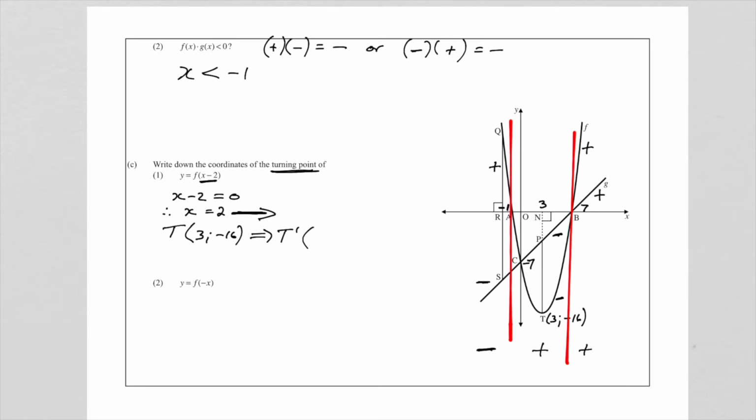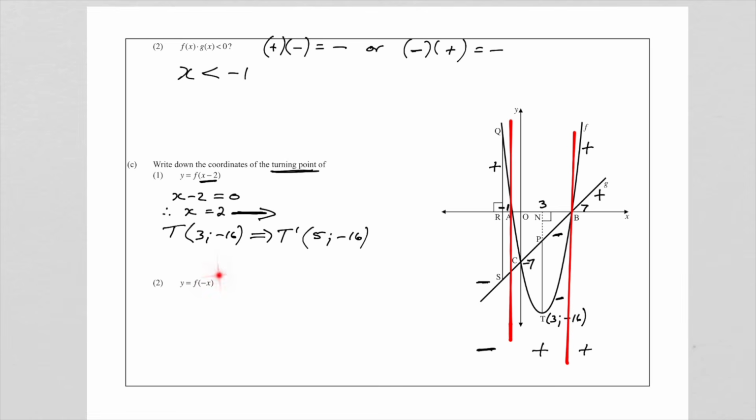Now, we're going to find the image of this one, that is the symbol we use for a transformation. We are going to move this turning point 2 units to the right. You will agree that -16 will not change because that is a y value. The x value will change. If we move that point x equal to 3, 2 units to the right, it will move to 5. So this turning point will become (5; -16). Take note, the y doesn't change, only the x. To know how to move it, just look at that transformation and you know it will move 2 units to the right. So 3 will become 5.